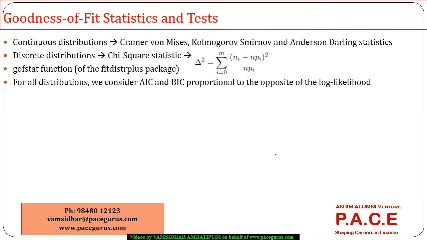Then, having looked at these three graphical approaches for the same, we also have another approach, which is goodness of fit statistics and tests. Generally, in case of continuous distributions, we have many such goodness of fit tests. We can take Cramér-von Mises (CVM), Kolmogorov-Smirnov (KS), and Anderson-Darling.